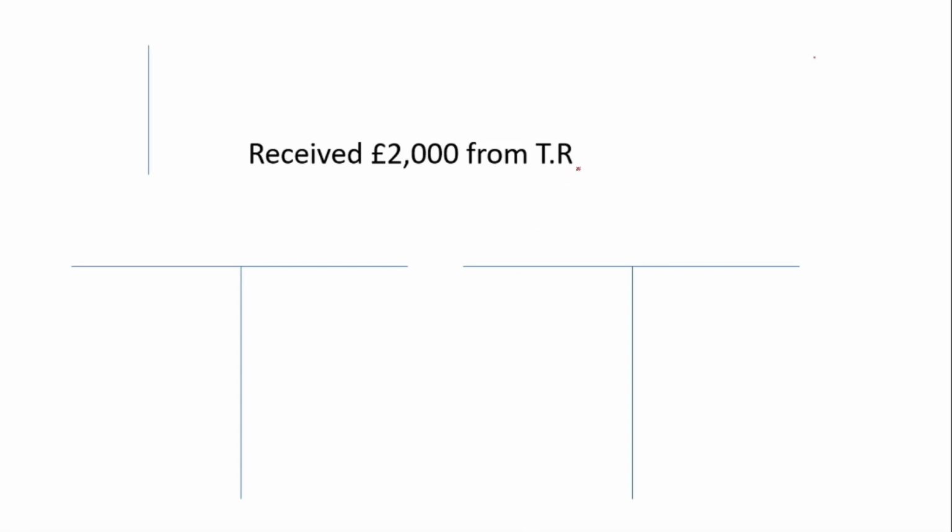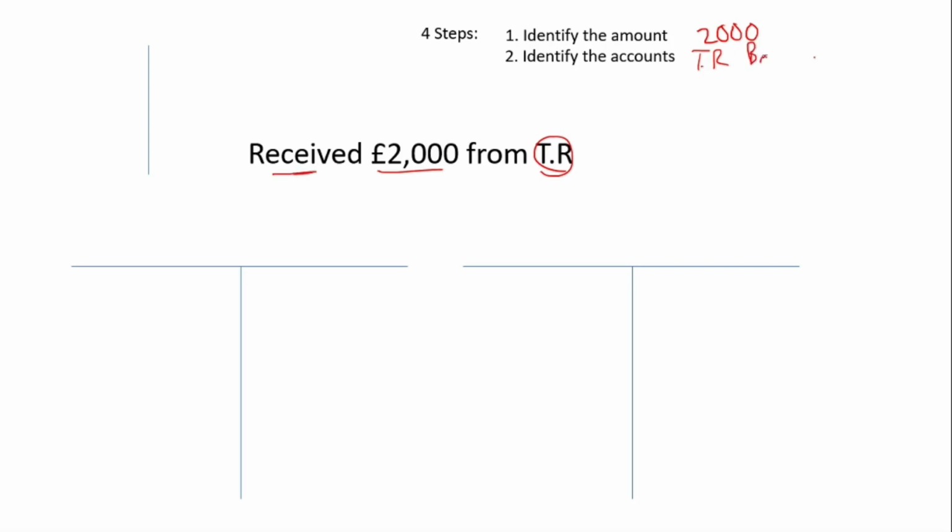Next, they've received £2,000 from trade receivables. So it's 4 steps. Step 1 is to identify the amount, it's £2,000. Going to write that down here. Step 2 is identify the accounts. Well, they've given us a hint here. It's trade receivables. And because we received the £2,000, it's to do with bank. So receiving the money will increase that asset.